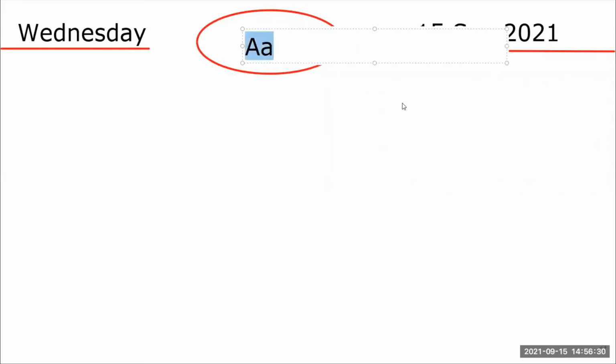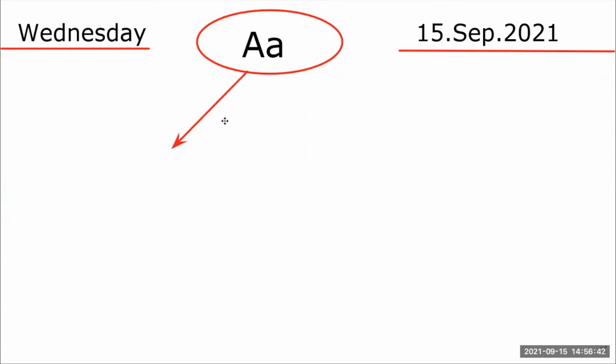We can make it bigger. Let's make it a bit bigger, okay, like this. So this is capital A and small a. Now we have two main examples for the letter A, and we talked about them today in the class. Do you remember? One of them was the apple.